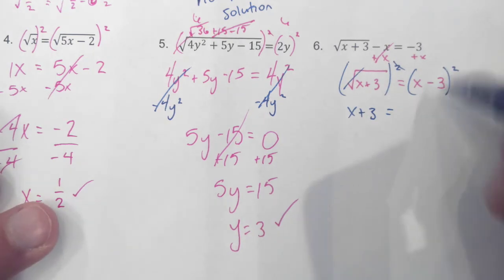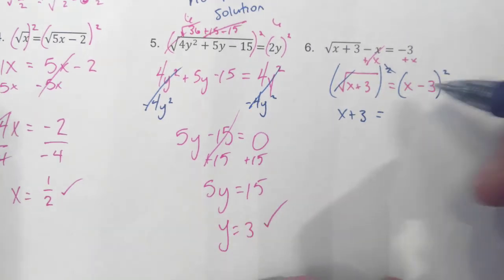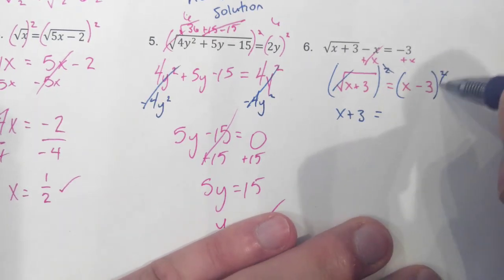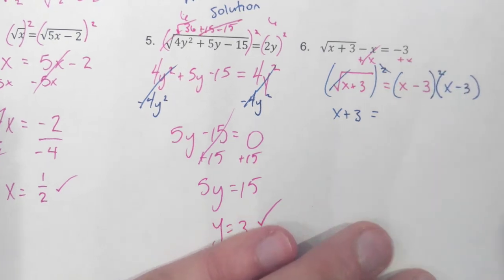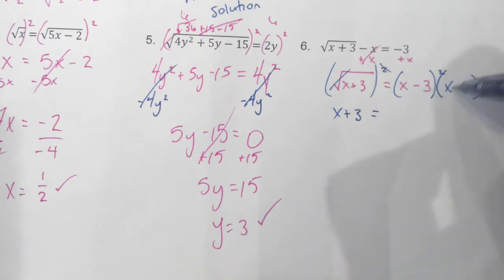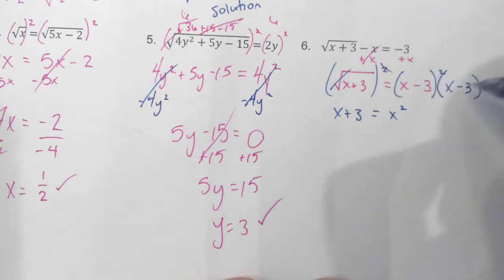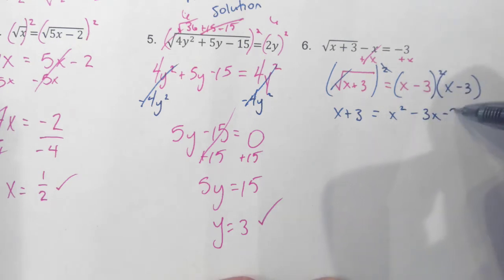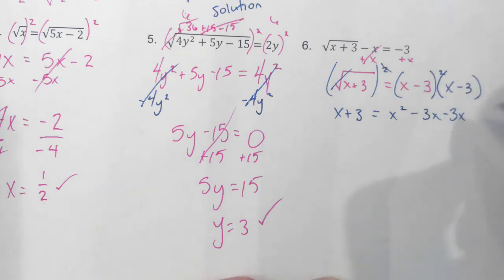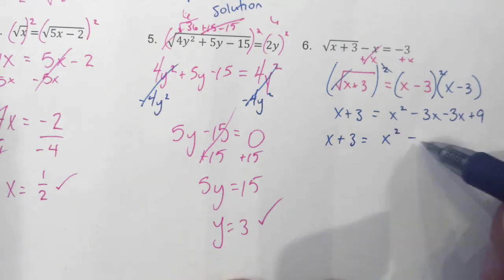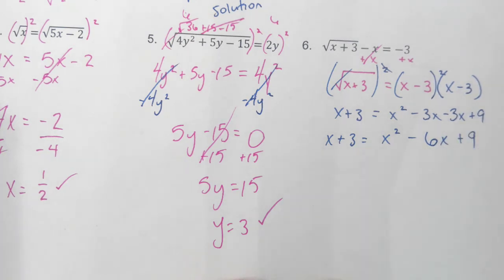On the right side, we have to remember what squaring means. When you square a binomial like this, a 2-term or a 3-term or however many, more than one term, it means times itself. So what we really have is x minus 3 times x minus 3, and we have to distribute that, do the FOILing. So x times x is x squared. X times negative 3 is negative 3x. Negative 3 times x is negative 3x, and then negative 3 times negative 3 is positive 9. If you put those middle terms together, we would have x plus 3 equals x squared minus 6x plus 9.